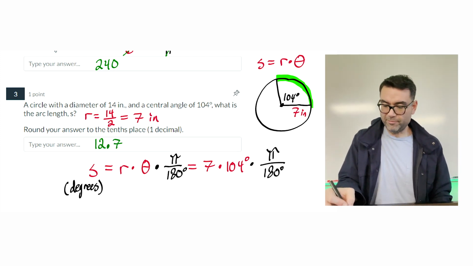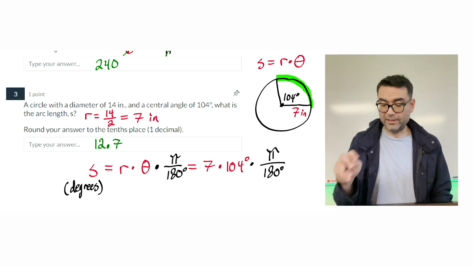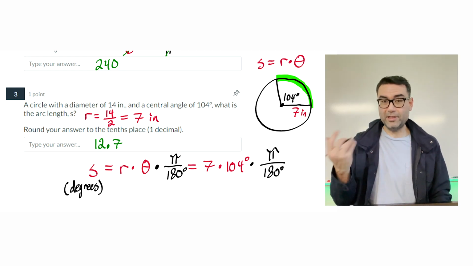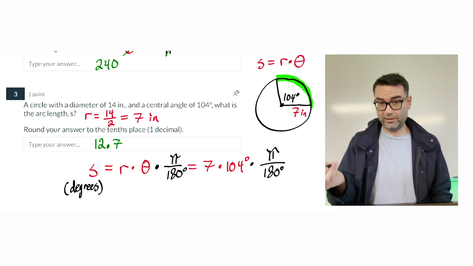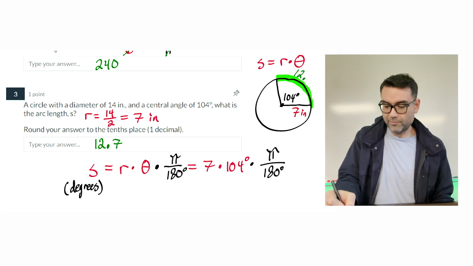And again, going back to this diagram over here on the right, that means this green arc that I highlighted, the length of that. In class, I sometimes mentioned that arc length is similar to the idea of pizza crust. Your pizza crust length would be 12.7 inches long.